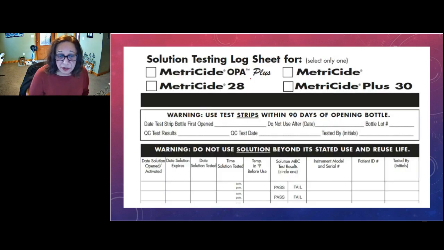This is another example of a log sheet, very similar to the other one that we just looked at. And again, I want to point out that it does have temperature in degrees Fahrenheit, because this particular manufacturer of these chemicals also has a specific temperature that the chemical must be kept at in order for it to be effective.